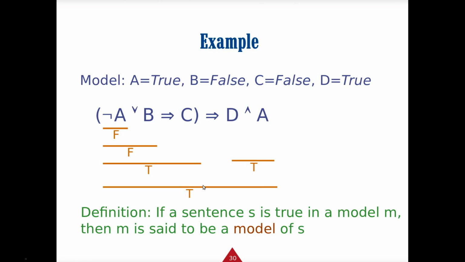So if a sentence S is true in a model M, then M is said to be a model of S. So this correctly represents this space.